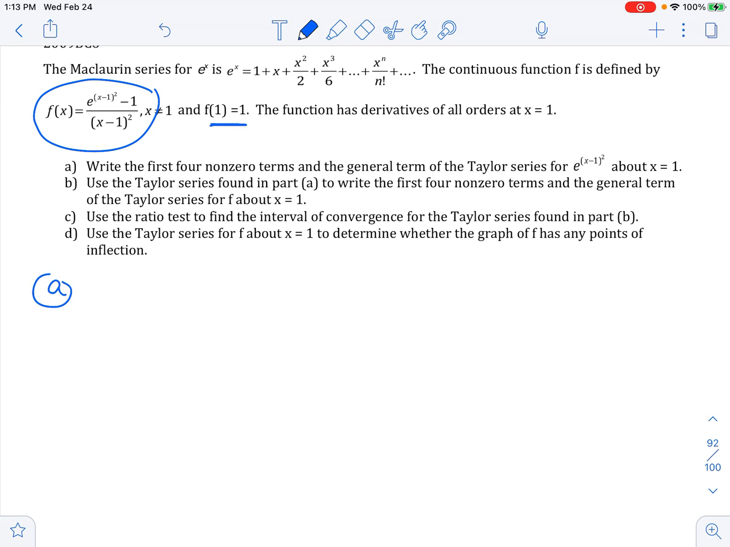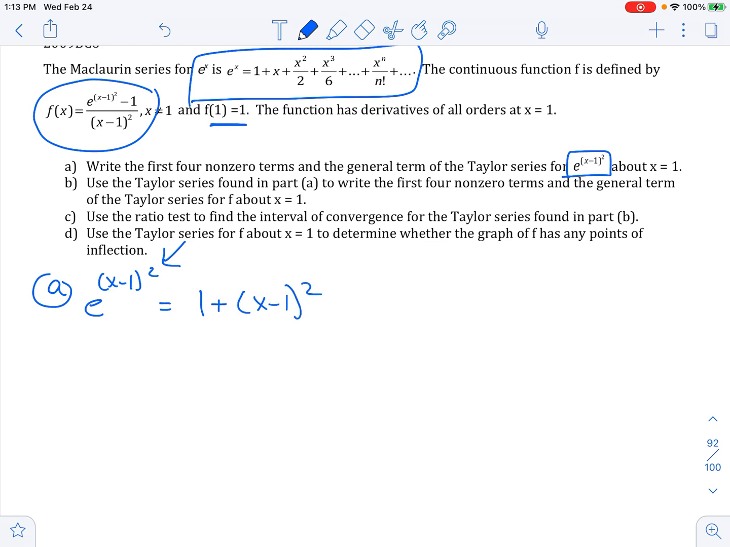Okay, part A says write the first four non-zero terms and the general term for e to the x minus 1 squared. So remember, since we know what e to the x is, all we're doing is replacing the exponent, which is the x, with x minus 1 quantity squared. So I'm going to go through and just replace the x in e to the x with x minus 1 squared. So the first term stays 1. Replace that with x minus 1 squared. And do that for the next couple terms.